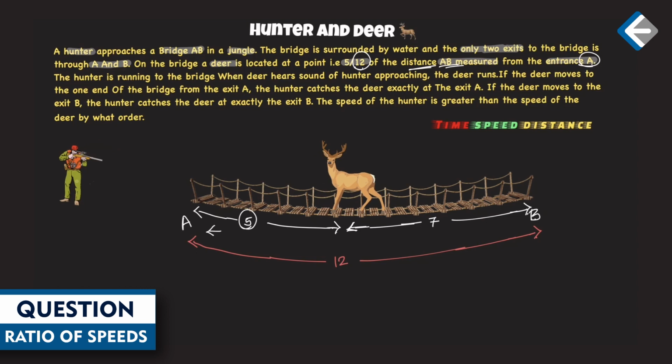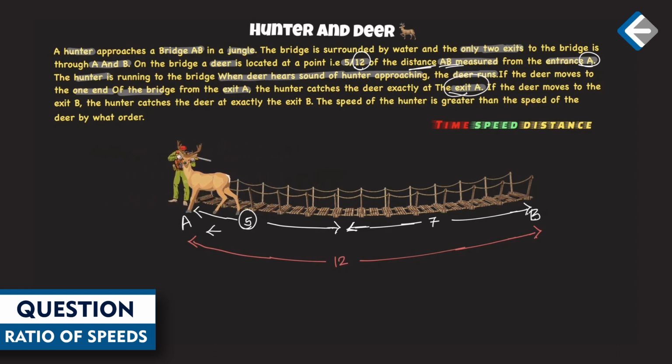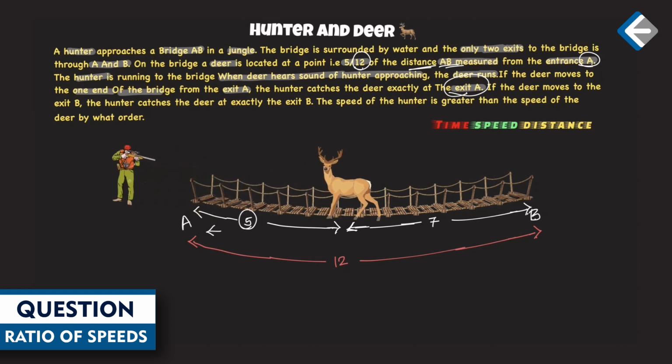What else? The hunter is running to the bridge. When the deer hears the sound of the hunter, the deer runs. If the deer moves to one end of the bridge, the hunter catches the deer at the exit A. What is the meaning of this? The deer hears the hunter and starts running. The hunter is also running. The hunter catches the deer at the exit A. That is the first scenario that is being given. So we have to think on this.